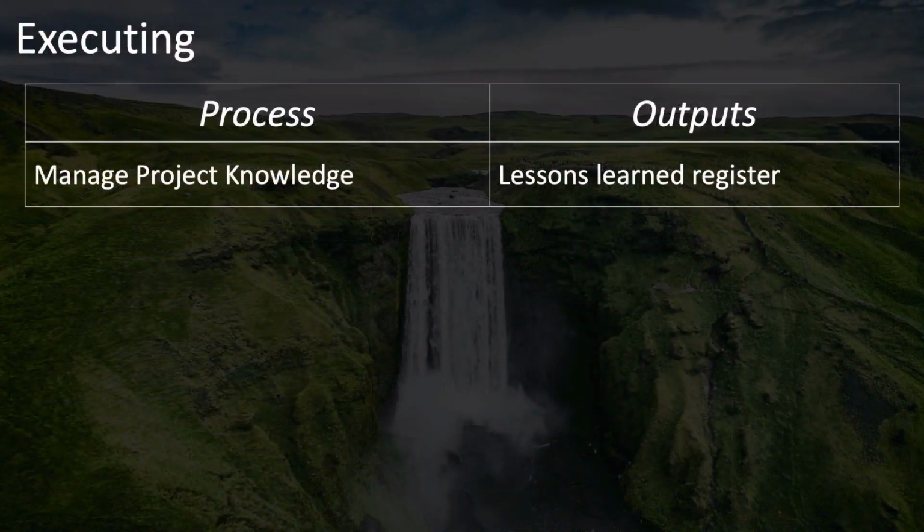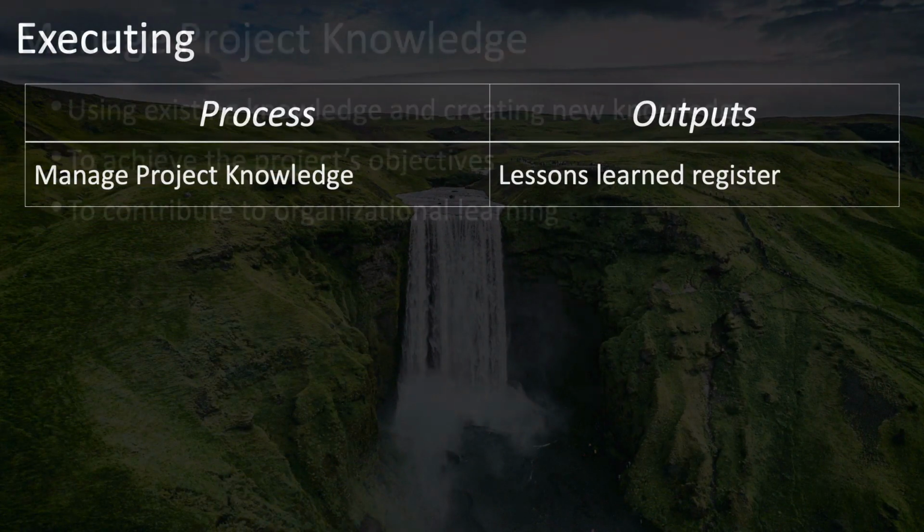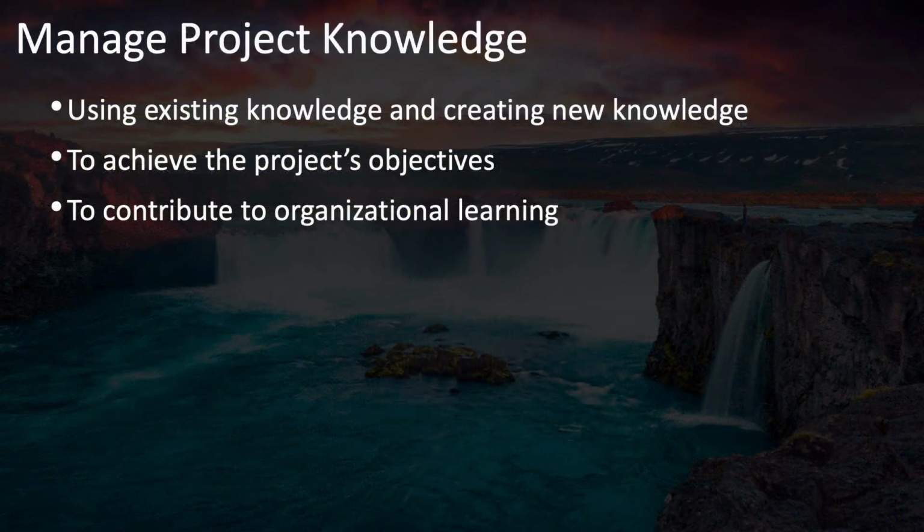The primary output of Manage Project Knowledge is the Lessons Learned Register. Manage Project Knowledge is the process of using existing knowledge and creating new knowledge, with the primary objectives of achieving the project's objectives as well as contributing to your organization's learning.